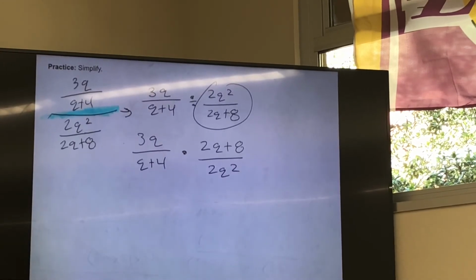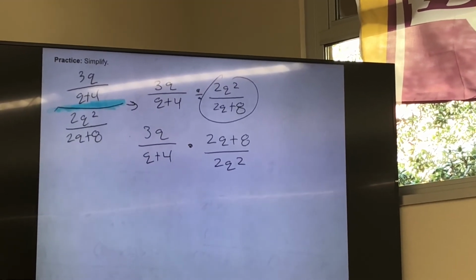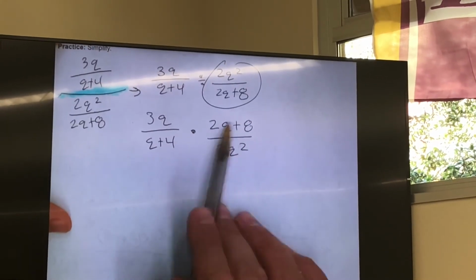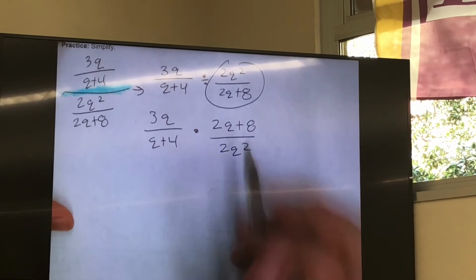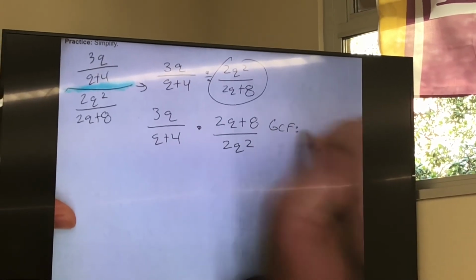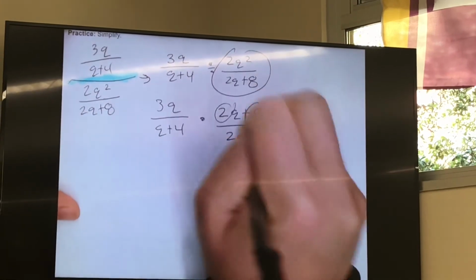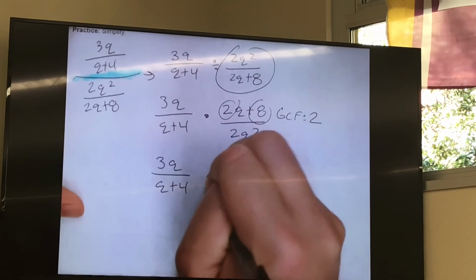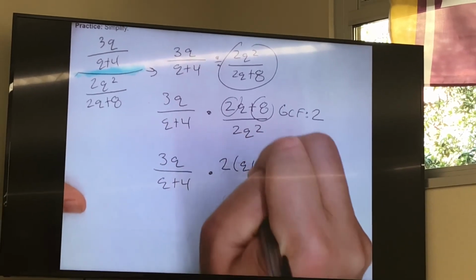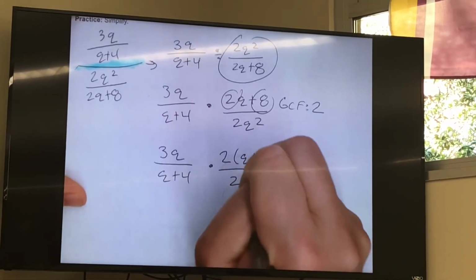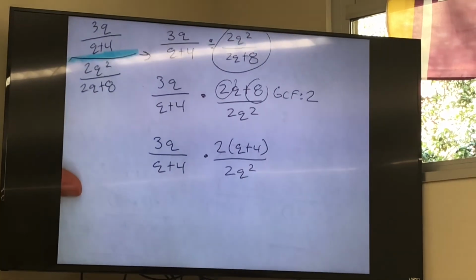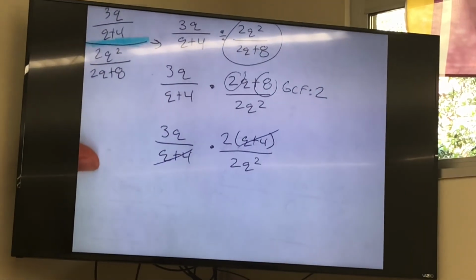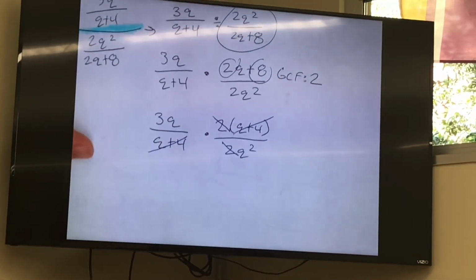All right, looking to simplify. We should factor first. Most of them cannot factor, but this can go ahead and be factored with a GCF. So here GCF is a 2. So we're going to write 3q over q plus 4 times 2q plus 4 over 2q squared. All right. First thing, that q plus 4 should have gone. This 2 and this 2 can be gone.